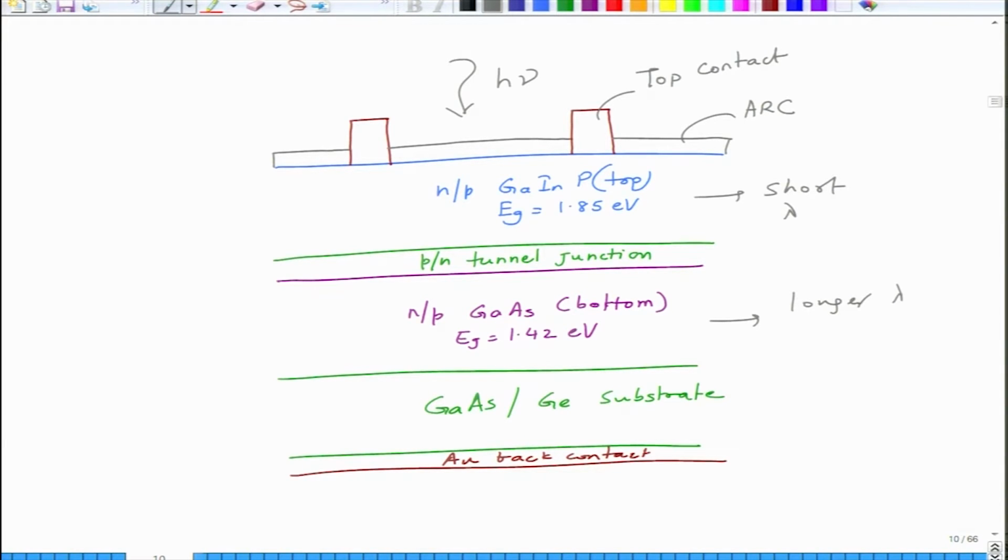If you look at the efficiency chart, efficiencies have crossed 40% now. So various combinations of these multi-junction solar cells have given you efficiencies higher than 40%. But they are very expensive because making them is not easy. You need to have precise layers in between. You need to prevent the shorting of cells and so on and so forth.